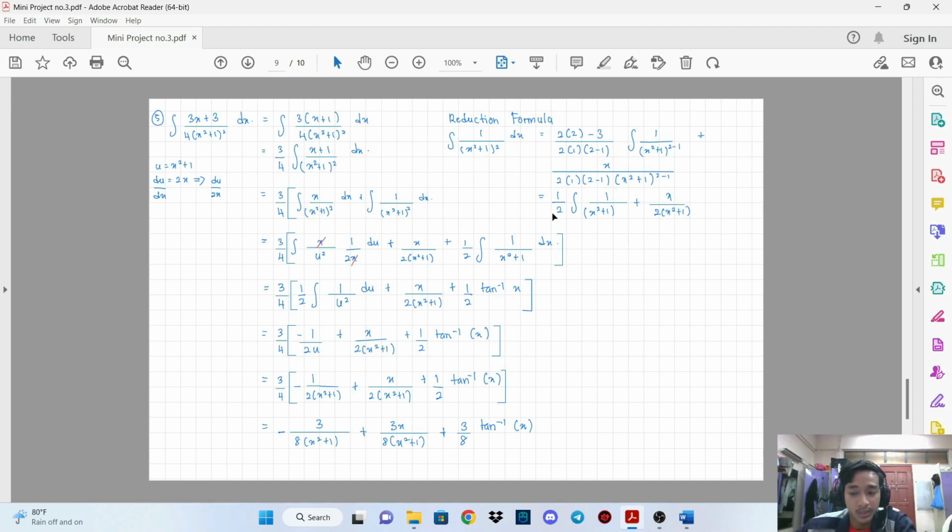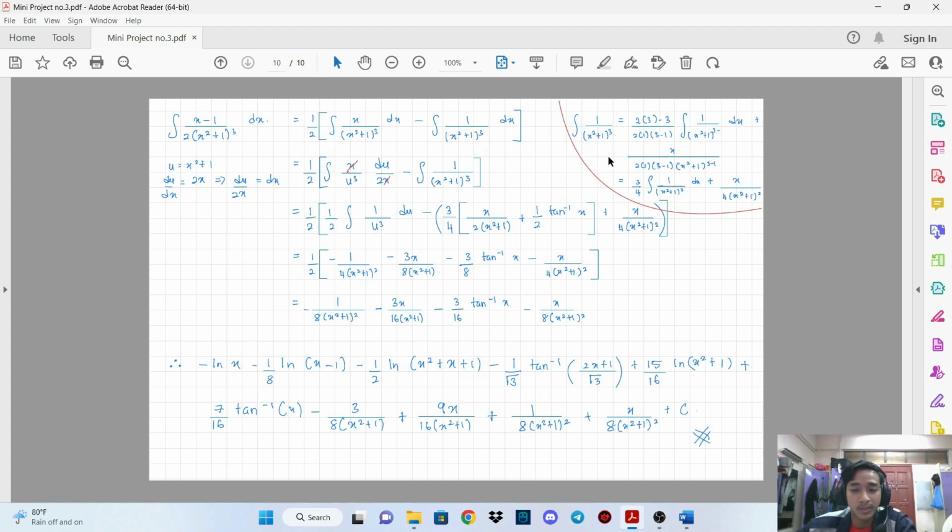and then after that from reduction formula we use tangent inverse back to get the answer -3/8 (x square plus 1) plus 3x/8 (x square plus 1) plus 3/8 tangent inverse x.